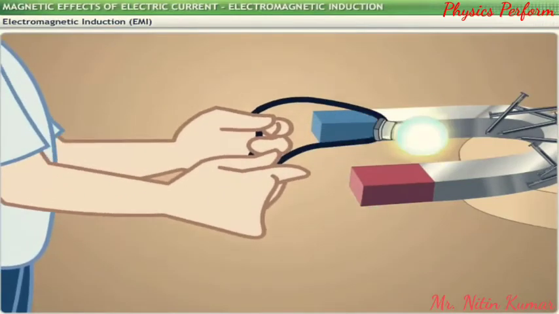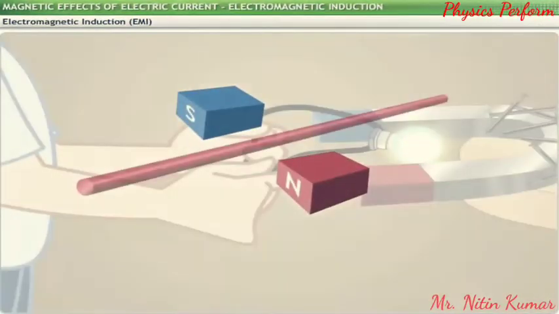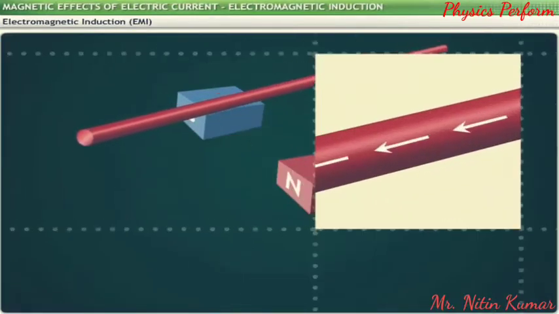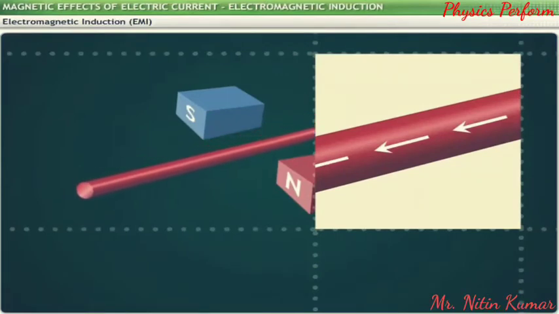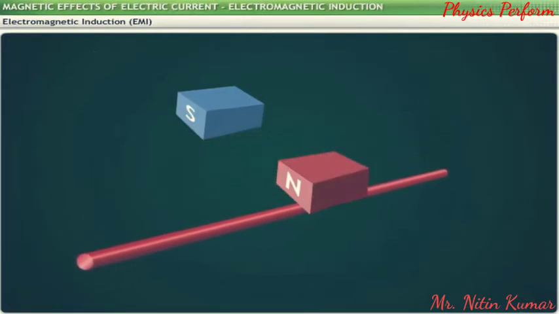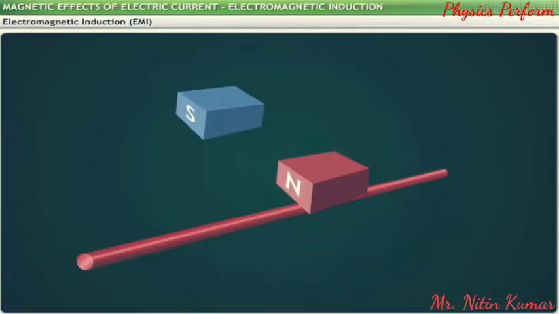You just observed that there was no electric cell to maintain a potential difference across the circuit. Yet, the bulb started glowing. When the wire is moved across a magnetic field, the free electrons in the wire experience a force that makes them move through the wire, inducing an electromotive force, EMF, and thus an electric current in the wire. This process of generating an EMF in a conductor by moving the conductor through an external magnetic field is known as electromagnetic induction.